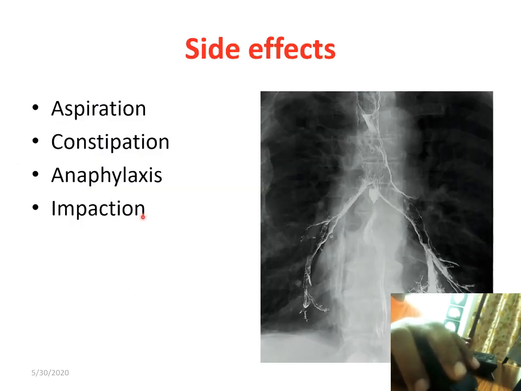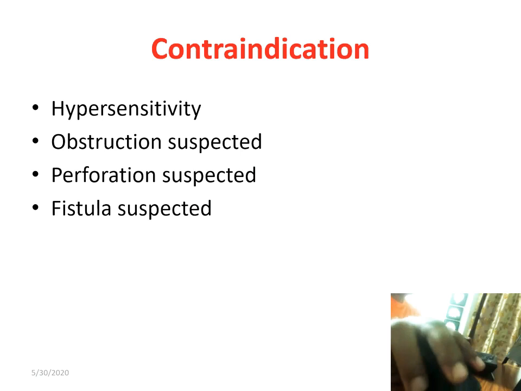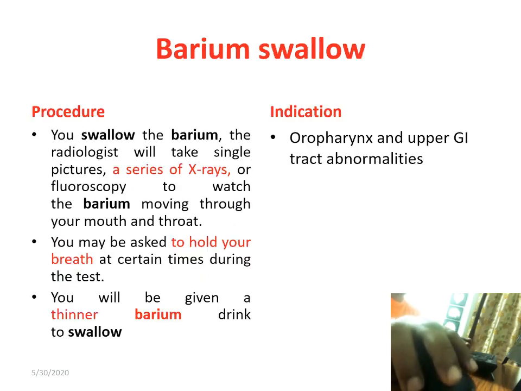Barium swallow also has some side effects. If there is a fistula or some aspiration happens, you can see in this picture, I think it is a tracheoesophageal fistula, aspirated to the lungs. There can be constipation, and some people have anaphylaxis and barium impaction. Mostly it is contraindicated in hypersensitive people, if obstruction is suspected, and in perforation and fistula. So it is better not to do it in these conditions.